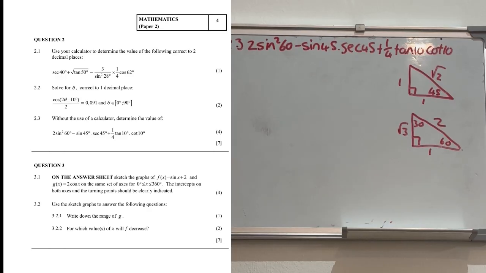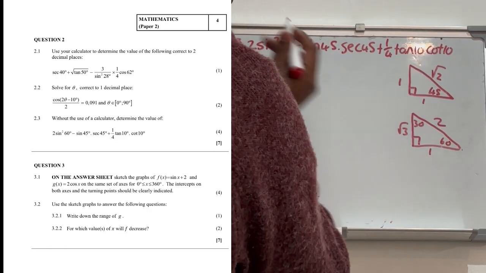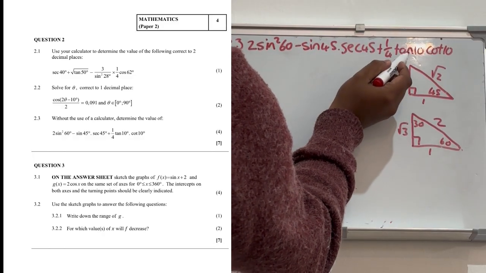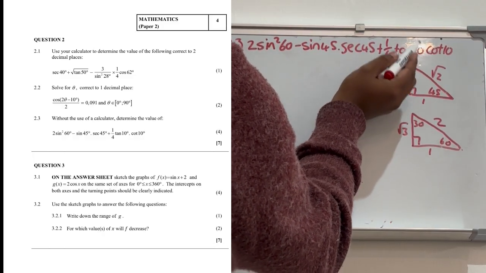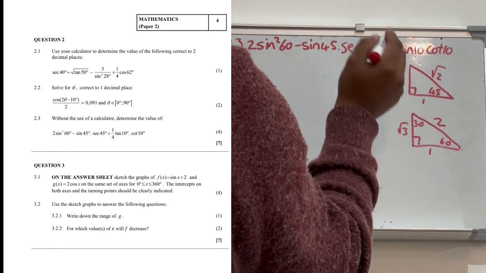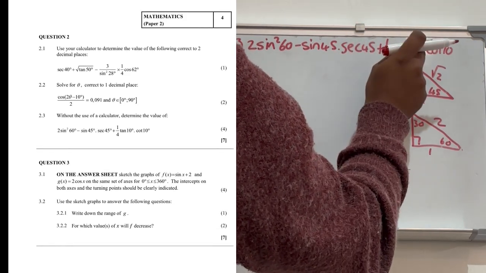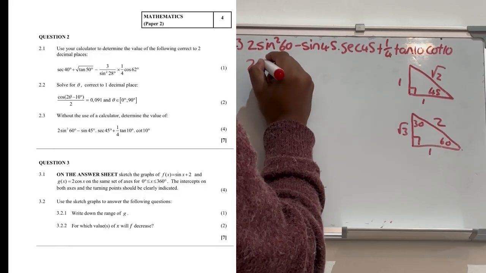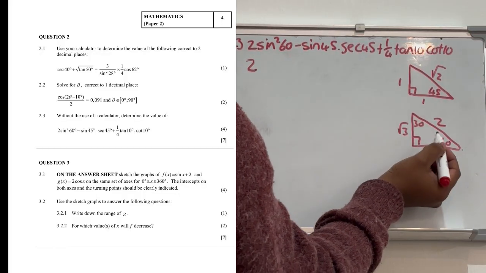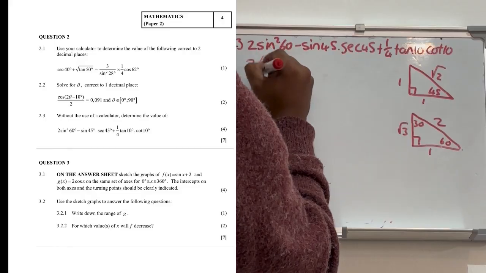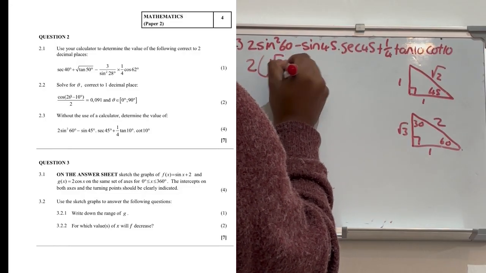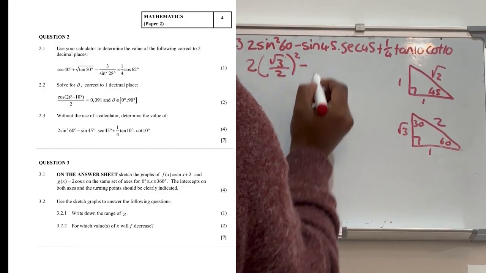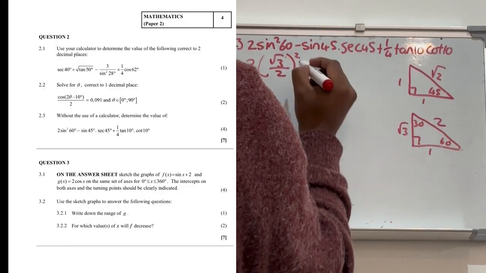Okay, so the next question, they say solve this equation without using a calculator. So for now we know that tan 10 and cot 10 is basically the opposite of each other, because cot is just 1 over tan. So we can already say these two will cancel each other out. So here we're going to say 2 sin 60. 60 is opposite over hypotenuse. So that's square root 3 over 2 squared minus sin 45, which is 1 over square root 2.